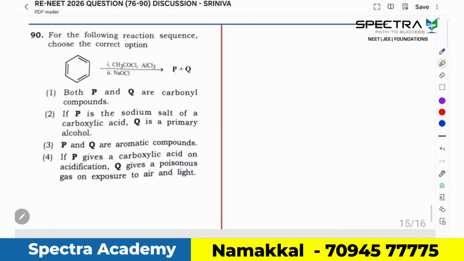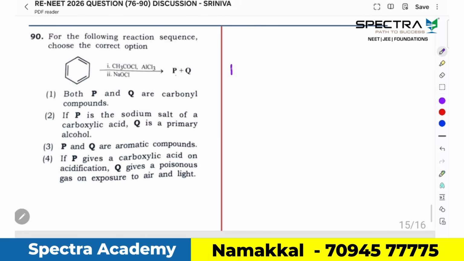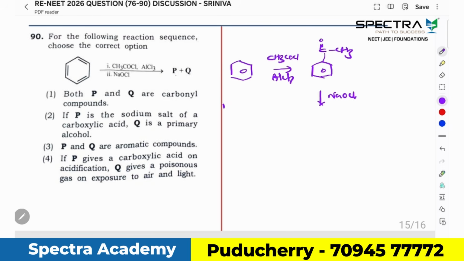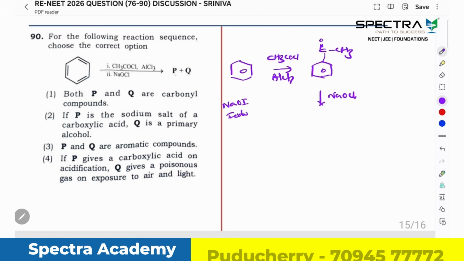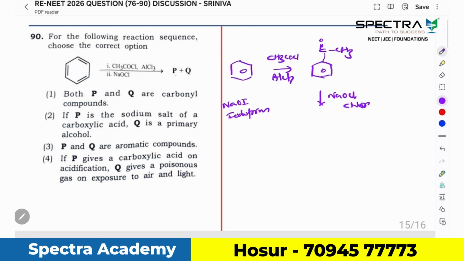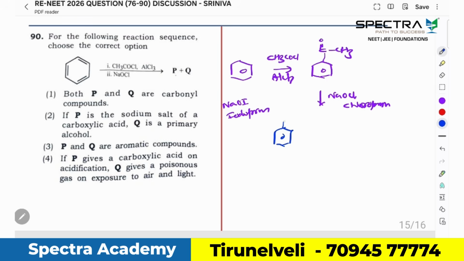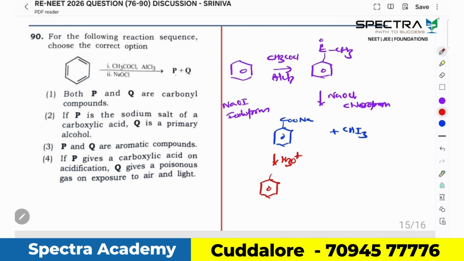Next one, 90. This is a different model question. This is benzene. Benzene on acylation with CH3COCl, AlCl3 gives acetophenone, Ph-C(=O)-CH3. After that they have given NaOCl. If NaOI is mentioned, that is the iodoform test. NaOCl is the chloroform test. So after the haloform reaction you will get sodium benzoate, and on hydrolysis you will get benzoic acid.